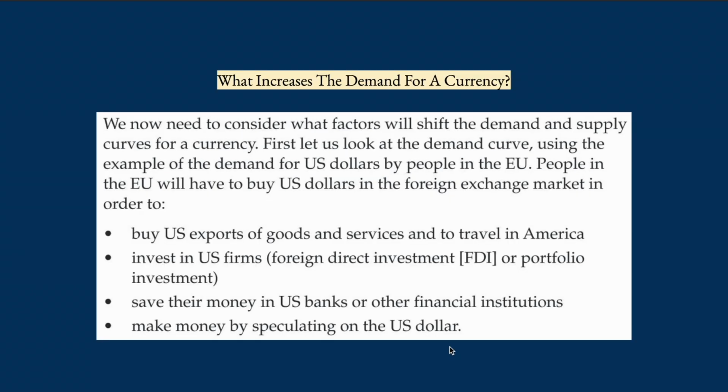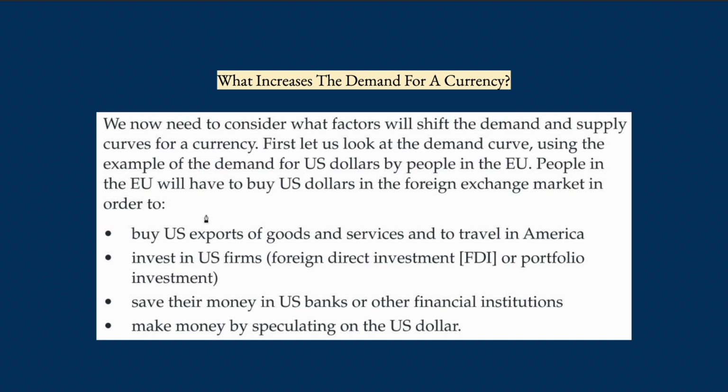All right, like I predicted before, I said that I would explain to you some examples of what increases the demand and the supply for currencies. So let's start by talking about demand. Now we need to consider what factors will shift the demand and the supply curves for a currency. First, let us look at the demand curve using the same example that we just explored, the demand for US dollars by people in the EU.